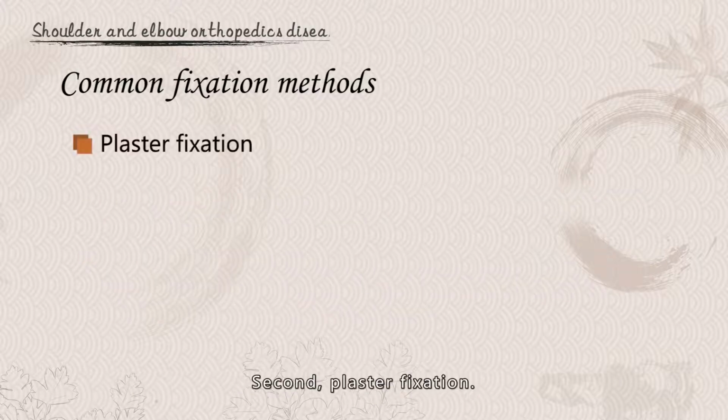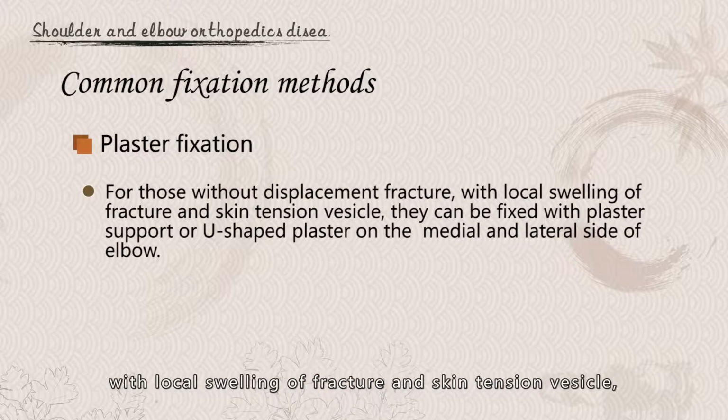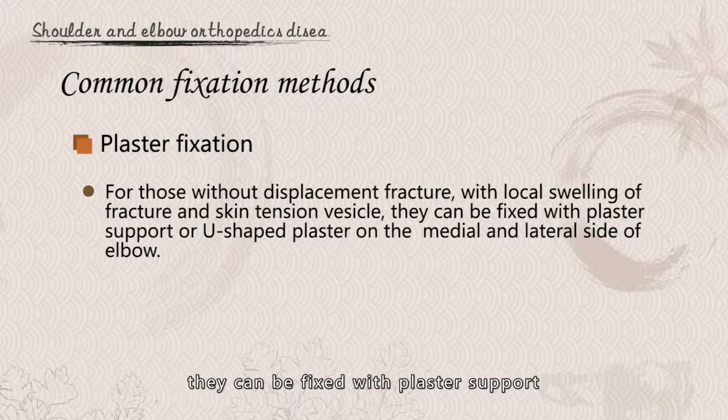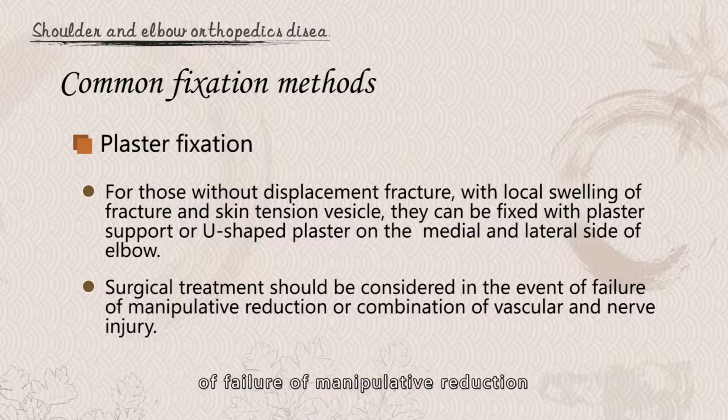Second, plaster fixation. For those without displacement of the fracture, with local swelling of the fracture and high skin tension, they can be fixed with a plaster support or U-shaped plaster on the medial and lateral side of the elbow. Surgical treatment should be considered in the event of failure of manipulative reduction or combined vascular and nerve injury.